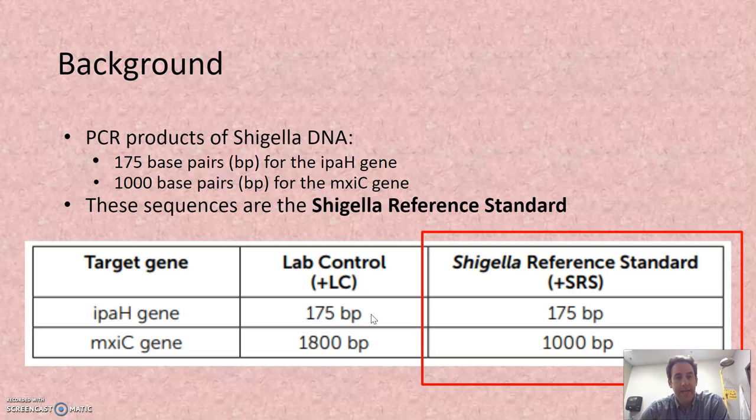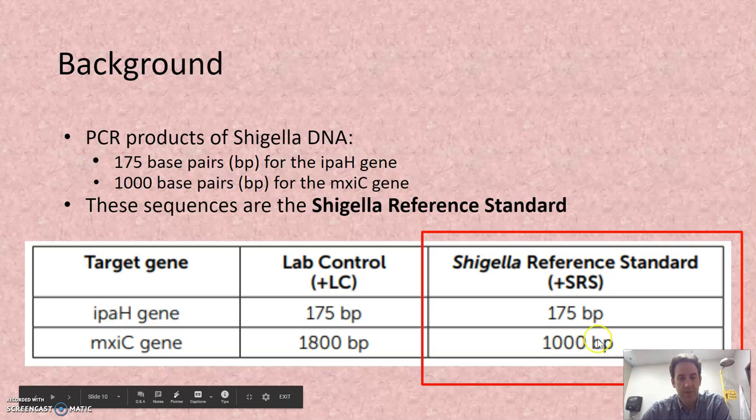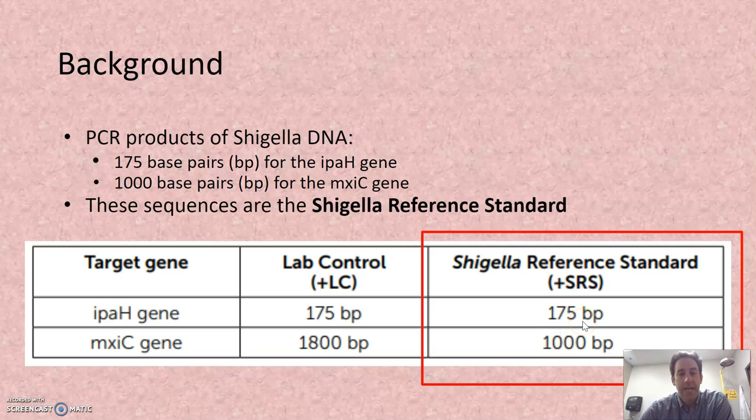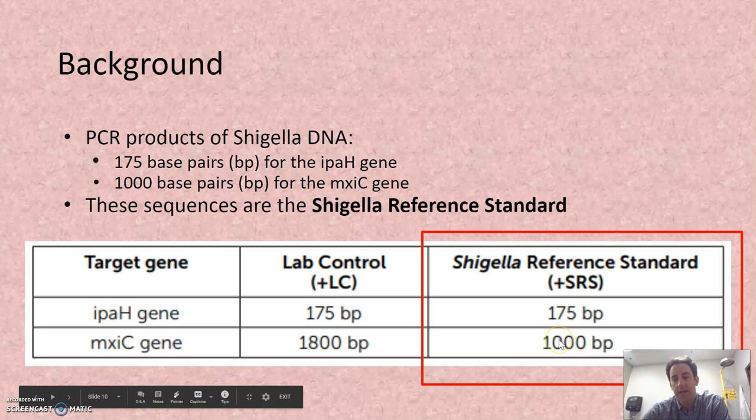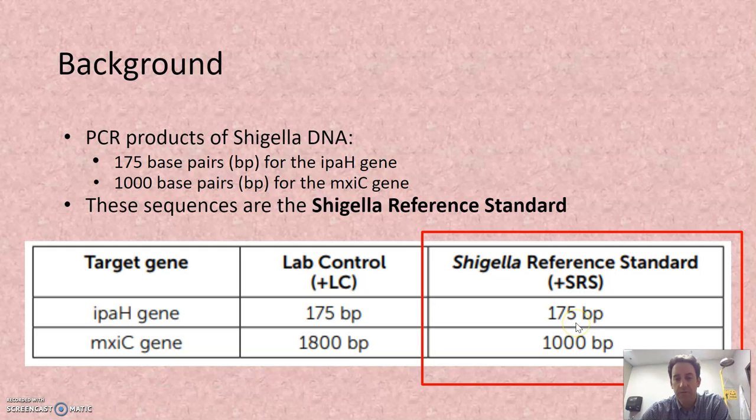They did that, and basically the PCR products of the Shigella DNA were 2 fragments. One fragment was 175 base pairs long. That fragment was from the IPAH gene. And then another fragment they produced with this was the 1,000 base pair sample from the MXIC gene. And these sequences were called the Shigella reference standard, meaning these are known fragments that would arise if Shigella was present.